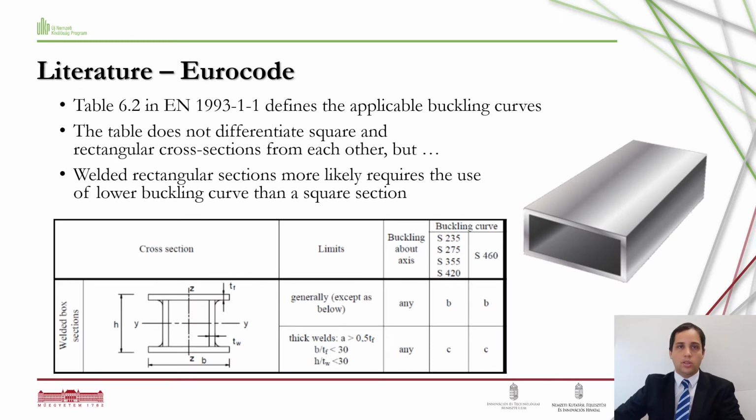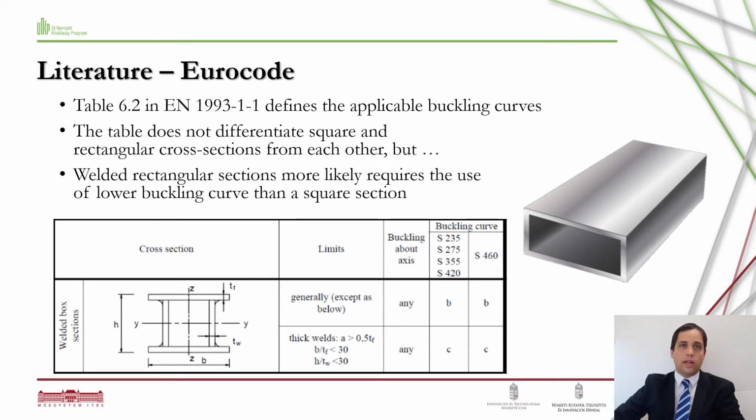Let me show some literature overview. In Eurocode, the flexural buckling resistance is calculated based on the buckling curves. Table 6.2 in Eurocode defines which curves should be used for which section types. This table does not differentiate square and rectangular cross-sections from each other, but there is a limit for the width over thickness ratio which decides whether the B or C curve is appropriate for welded sections.